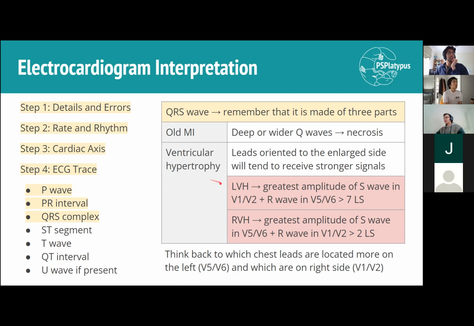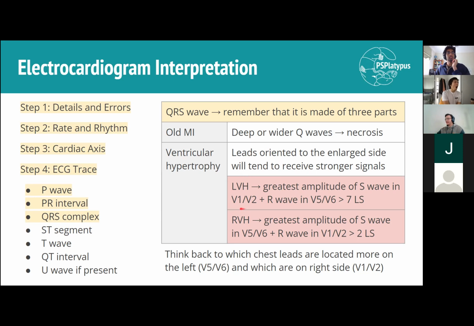So in terms of QRS, we first look at the Q wave. If it's a lot deeper or wider than normal, this could indicate some sort of necrosis in the tissue, which is indicative of an old myocardial infarct. If we then think about ventricular hypertrophy, we're looking at which precordial leads tend to be receiving stronger signals because it's enlarged. If it's left ventricle, we know that the V1, V2 leads at the front are going to be closer to that left ventricle because of the way the heart is tilted.